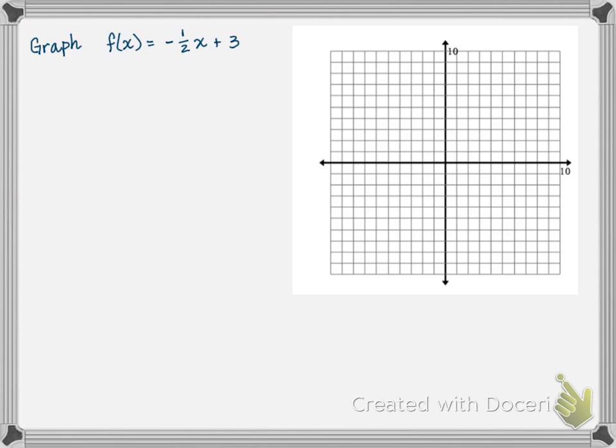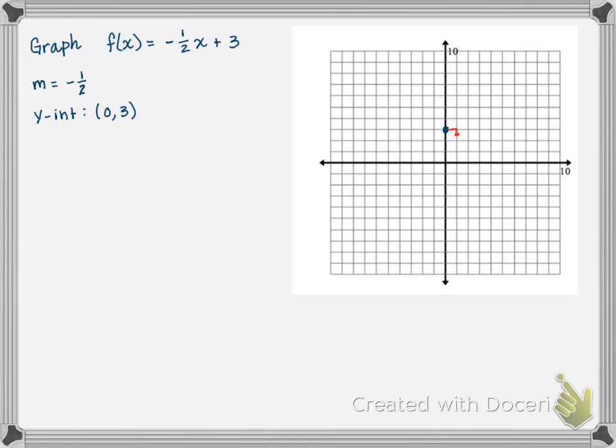So again, my slope is -1/2. And the y-intercept here, 0, 3, good. So 0, 3 is right here. And then what my slope tells me is that, since my slope is the number -1/2, if I go right 1 unit on this graph, the y value will decrease by 1/2. So it'll be right here.